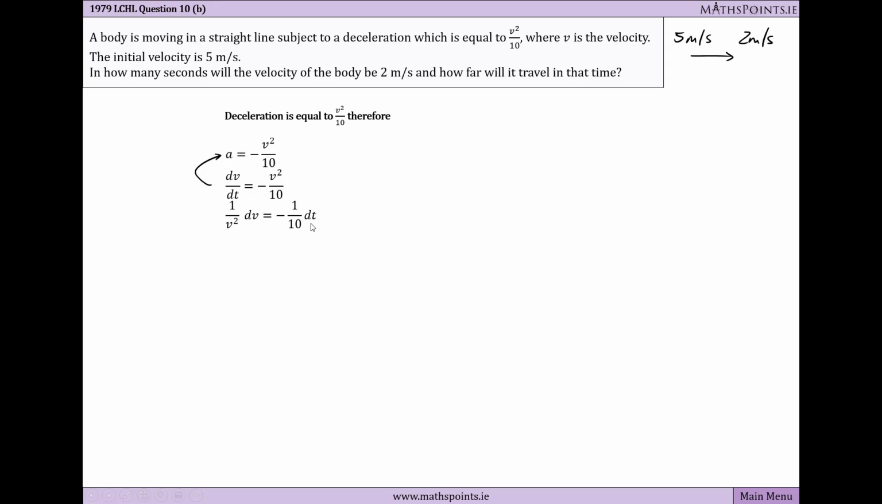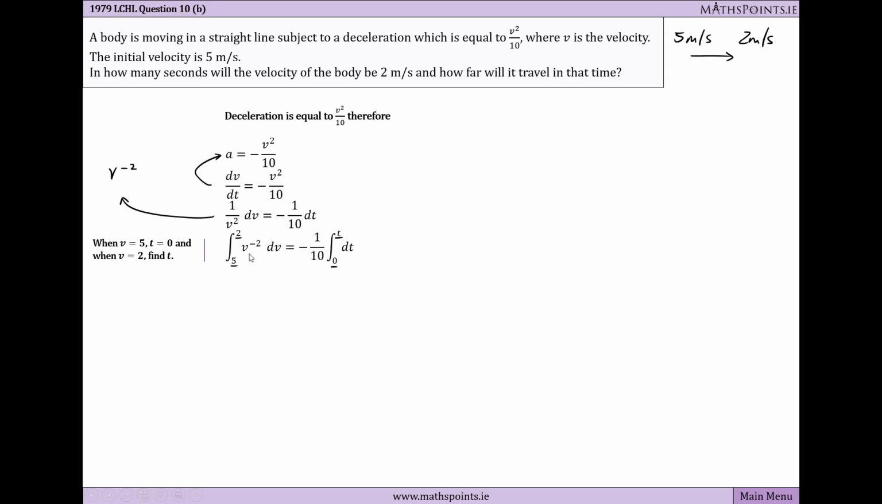is equal to minus 1/10 dt. We're going to integrate both sides, and I'm also going to convert the 1 over v squared into v to the power of minus 2 so that we can use the power rule of integration. I'm also going to put in the limits of integration. We know that when the velocity is 5, the time is 0, and then we're interested in the time when the velocity gets to 2 meters per second.